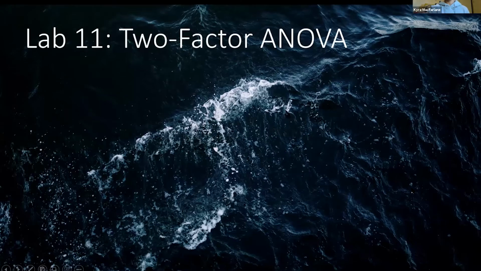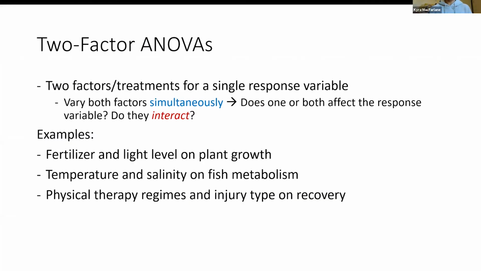Okay, so we're doing the two-factor ANOVA today. Two-factor ANOVAs are often called two-way ANOVAs. Same thing with the one-way ANOVA, one-factor ANOVA. Don't worry if I say it one way or the other. The factors are just different treatments. And we have a single response variable, but we're using these two treatments. And we're varying both of these factors simultaneously, so at the same time. And we're asking, does one or both affect the response variable, or do they interact with each other?